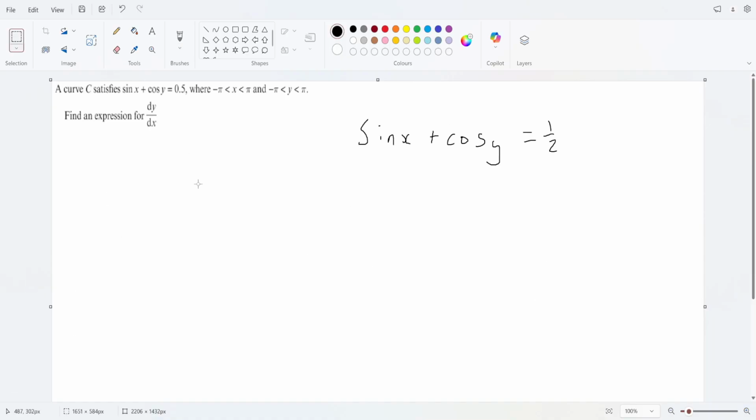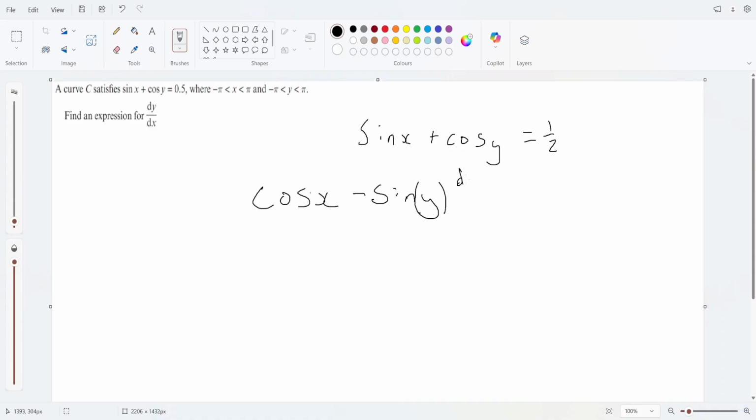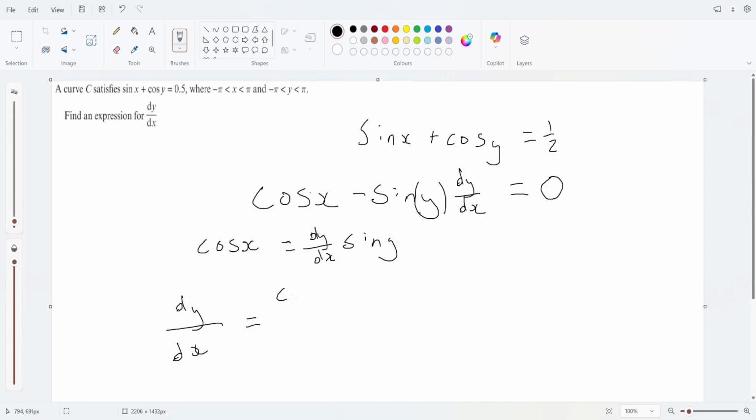Okay, so this is a fairly simple question, so I'm just going to get right into it. So sine x goes to cos x, and then minus cos y goes to negative sine y, and then you always have to remember to add the dy/dx, just like that. And then the half is going to go to 0, because again, that is a constant, and we're differentiating on both sides. So what I'm going to do is just add the sine y to the other side. So cos x equals dy/dx sine y. And then all I have to do is divide by sine y. So dy/dx equals cos x over sine y. And keep in mind that you can't simplify this anymore because the x and the y are different, so you can't use any identities there.